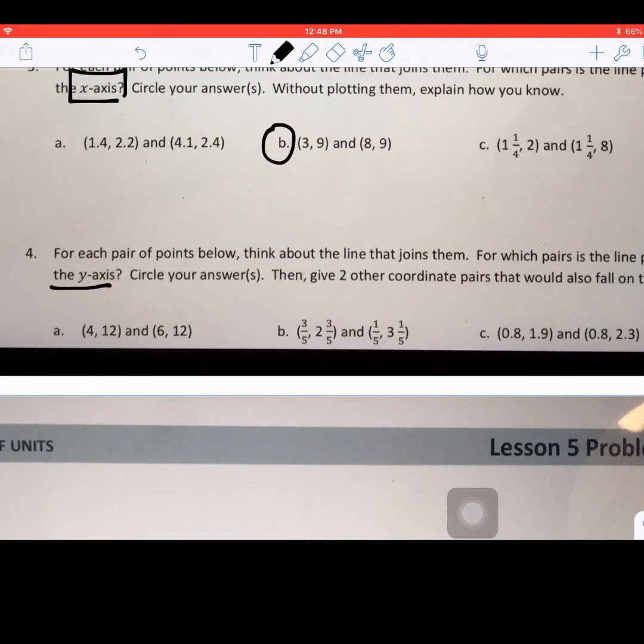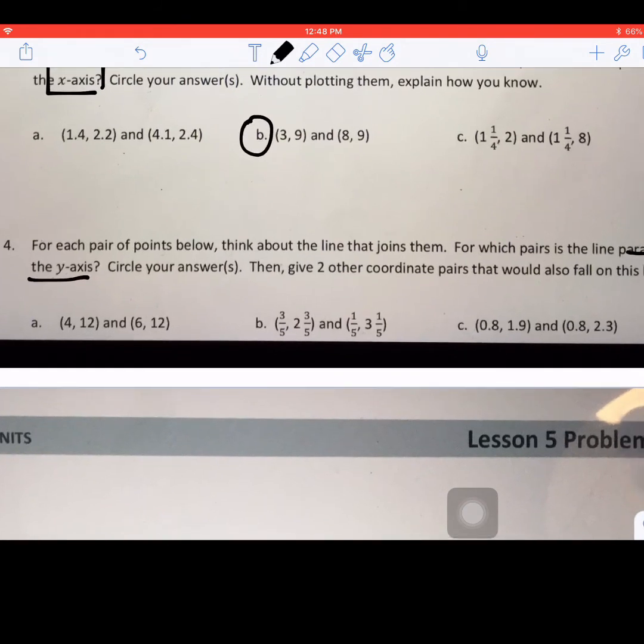For question 4, it says, for each pair of points below, think about the line that joins them. For which pairs is the line parallel to the y-axis? Okay, so we're looking at lines that are parallel to the y-axis, which, if we remember, has to be that opposite value. So that value of x needs to be the same. They are the same in C, so C is our correct answer.